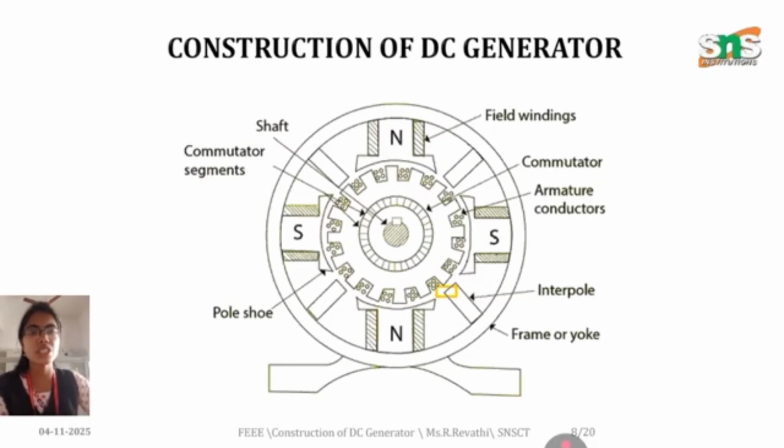This is the construction of an electrical machine, where the poles, north and south, are present. The poles are supported by the pole shoe. Commutator segments are circularly arranged in segments. The shaft is present inside the commutator. Interpoles are present, the frame or yoke is in the outermost layer, and the field winding is wound on the poles.